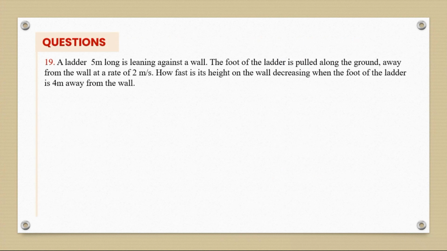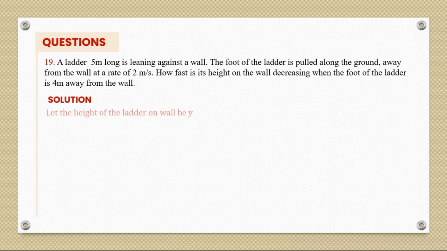Alright, so question number 19, we're being told that a ladder 5 meters long is leaning against a wall. The foot of the ladder is pulled along the ground away from the wall at a rate of 2 meters per second. How fast is its height on the wall decreasing when the foot of the ladder is 4 meters away from the wall?